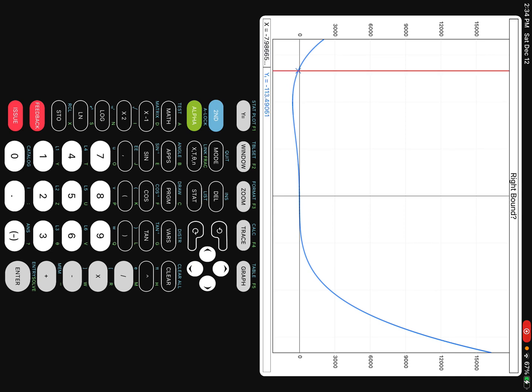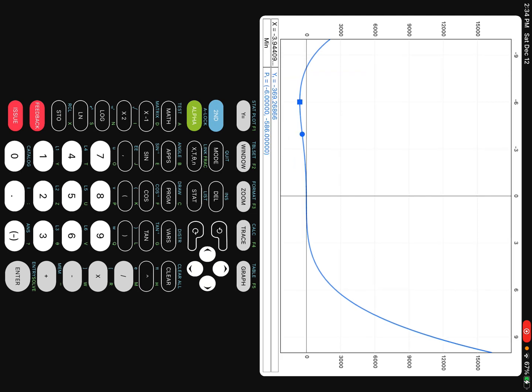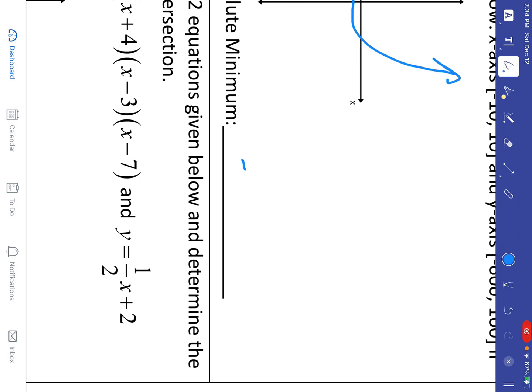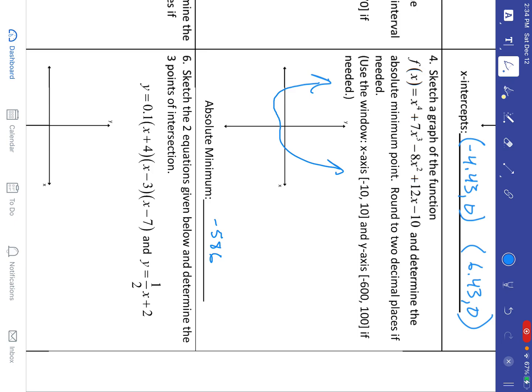It's probably there is a good spot. We're going to hit enter. Then we're going to go to the right side. We're going to enter. It's going to tell us what the minimum is. You can see there the y value on the bottom left-hand corner of the window is negative 586. Okay, so we go back to our review sheet, and we put down negative 586. There we go.